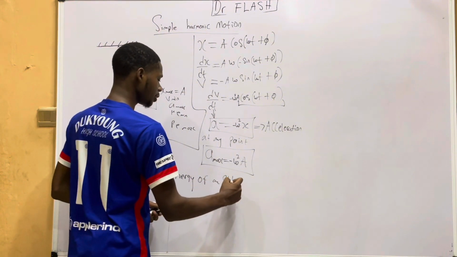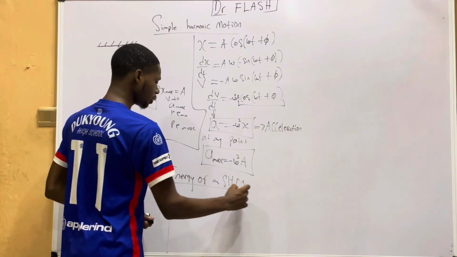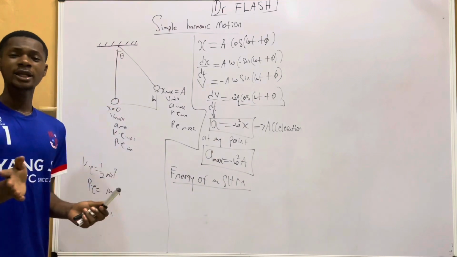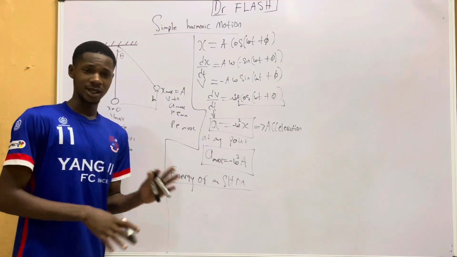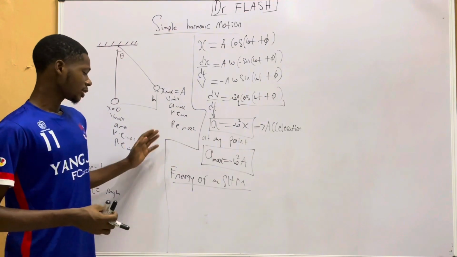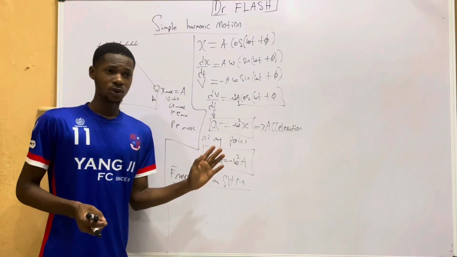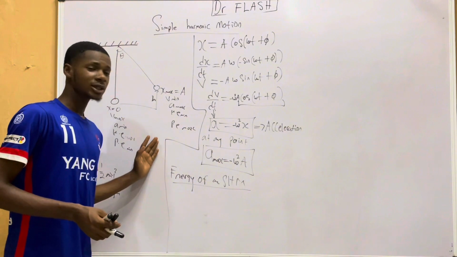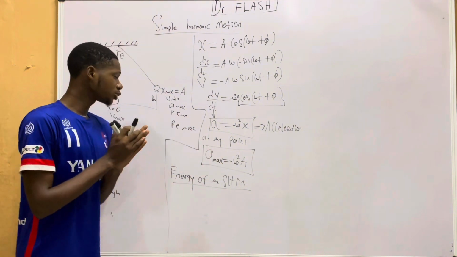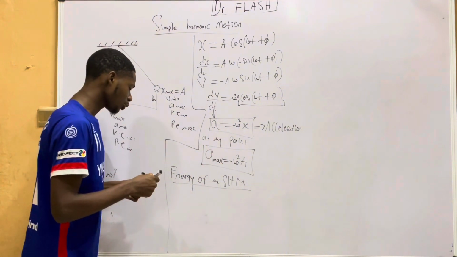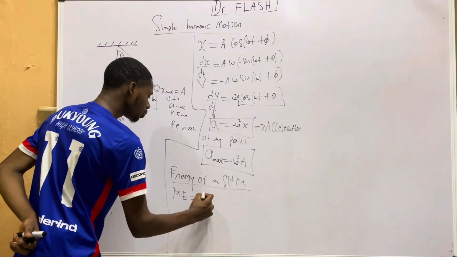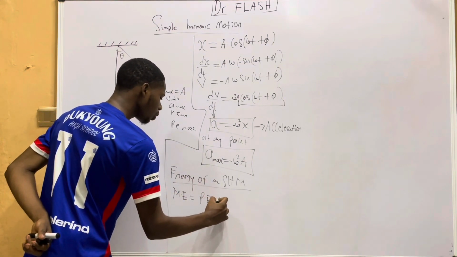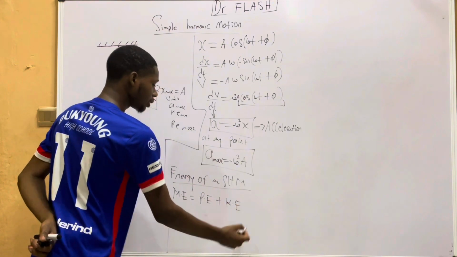The energy of a simple harmonic motion. Now, the energy of a simple harmonic motion, remember we are saying there is no external force acting on it. So in this case, the energy is being conserved. That is the total kinetic energy and total potential energy sum up to give the mechanical energy. So I'm going to write here that mechanical energy is equal to the potential energy plus the kinetic energy.